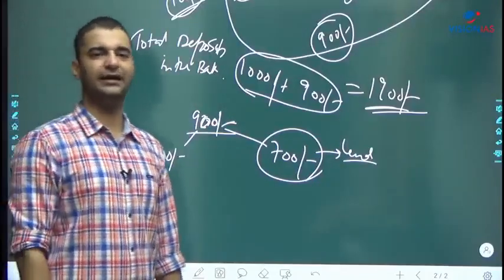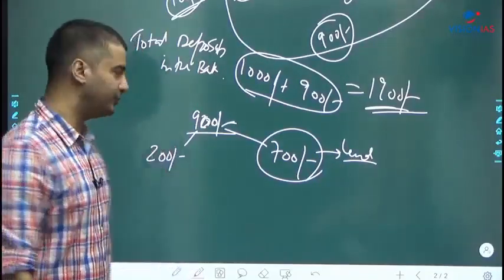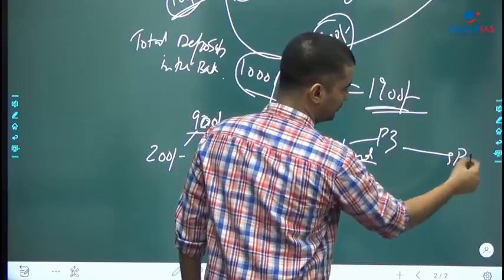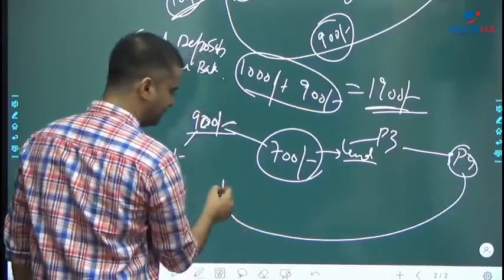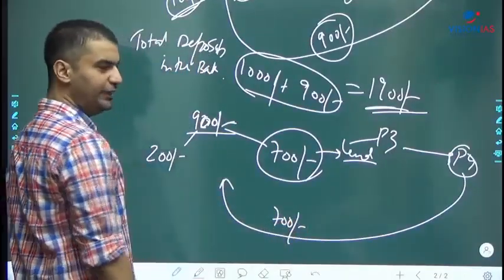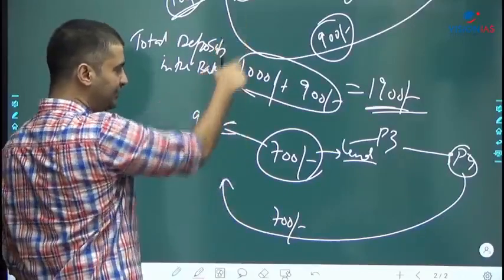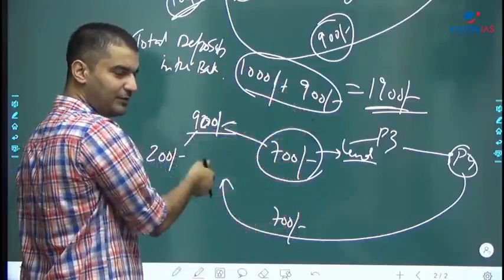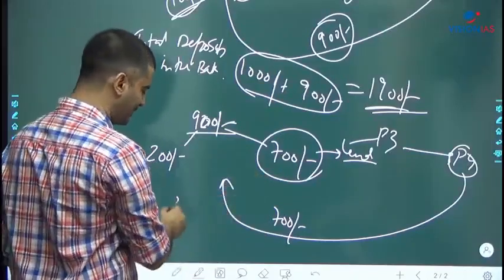Total deposit with the banking system will now become 2600 rupees. 700 rupees lent to P3, P3 spends it on P4, P4 gets this money back to the bank. 700 रुपए वापस से बैंक के पास आ गए. Total deposits with the banks are now 1000 plus 900 plus 700. So 1900 पहले थे, 700 रुपए वापस घूम के आ गए. So now total deposit with the bank becomes 2600.